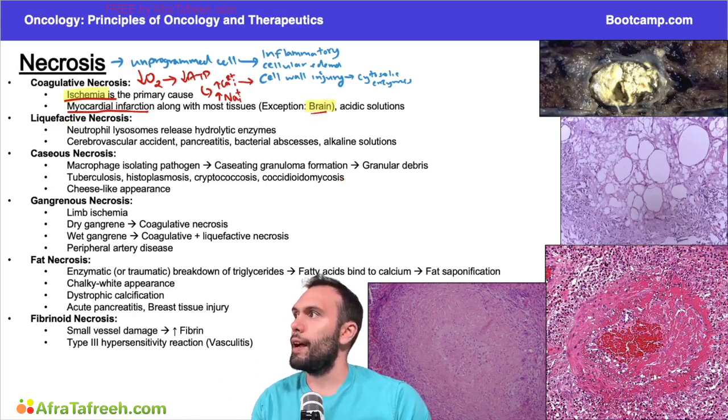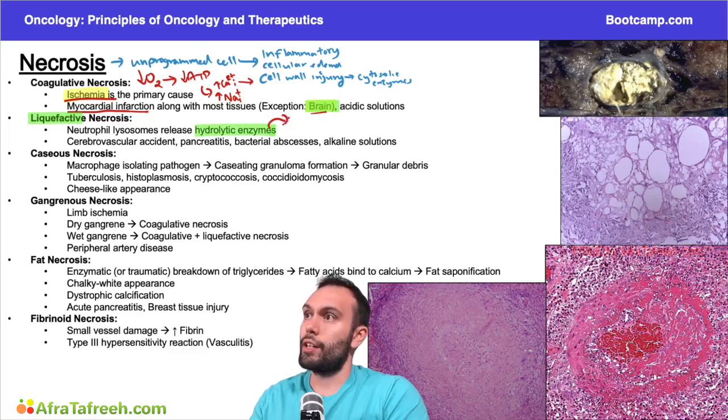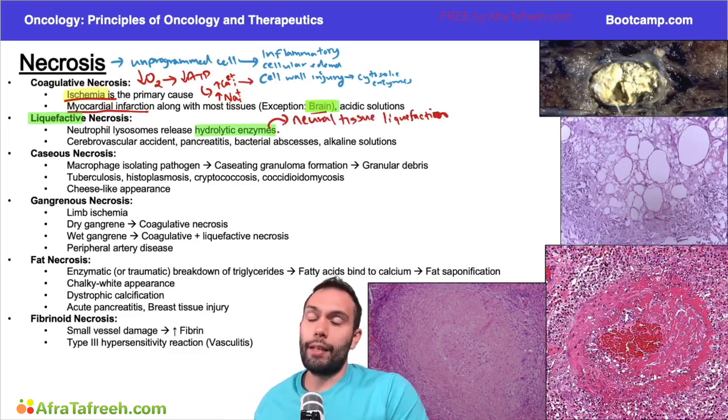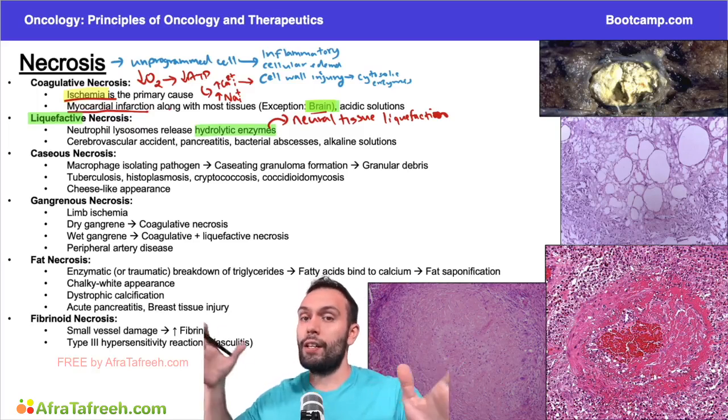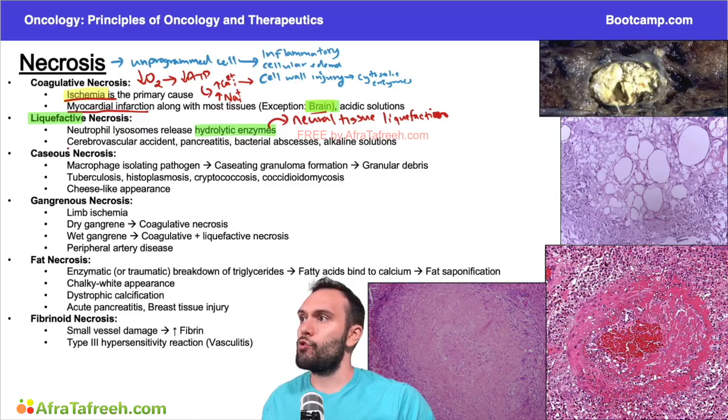Okay, so a liquefactive necrosis is going to be a little bit different. Now, the liquefactive necrosis, which is going to be associated more so with cerebral injury or cerebral ischemia, this is because we have a very high release of these hydrolytic enzymes or hydrolases. These hydrolases actually cause the neural tissue to liquefy. So you get neural tissue liquefaction, which comes up quite frequently actually because it's kind of an exception to this rule about ischemia. Just remember, if it's ischemia to almost any organ, it's going to be coagulative necrosis.